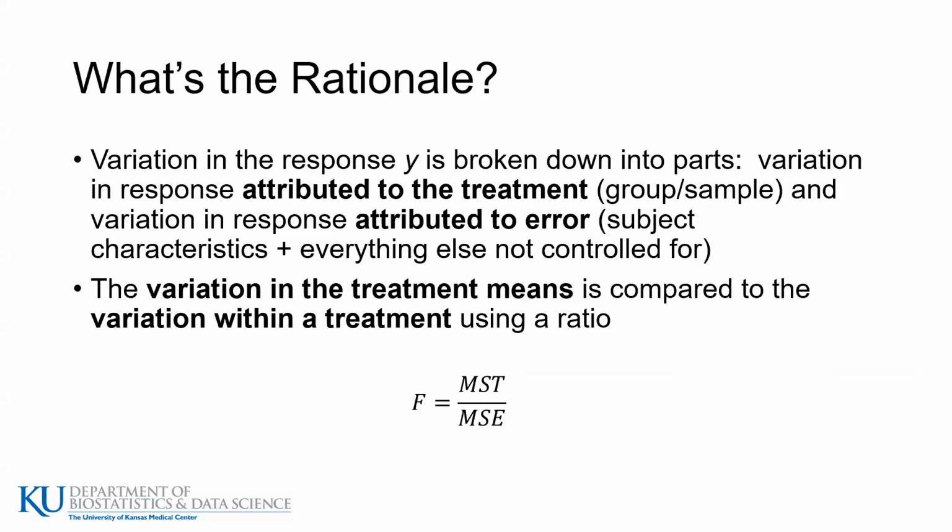Similar to the other tests that we looked at, the ANOVA test breaks down the response variable into two parts. That's the variation attributable to the treatment, and the variation attributable to sampling error. This usually involves subject characteristics or some other source of variation that we haven't accounted for in the study.